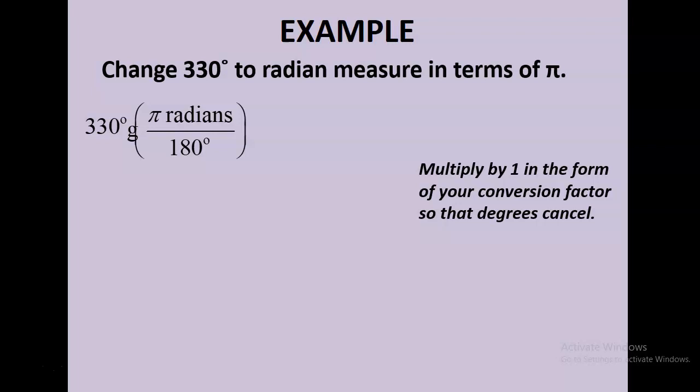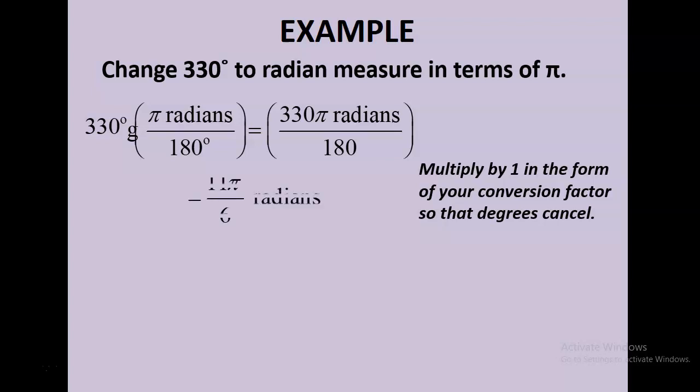We're going to multiply 330 degrees times pi radians over 180 degrees. It's a fraction. Since pi and 180 degrees are the equivalent of each other, that's basically multiplying it by 1. So 330 times pi divided by 180 is what we have. Now we would just simplify this. 330 over 180 can simplify to 11 over 6. So we have 11 pi over 6 radians. So 11 pi over 6 is the equivalent of 330 degrees. And that's a measurement in radians that we'll be working with a little bit more in the future.